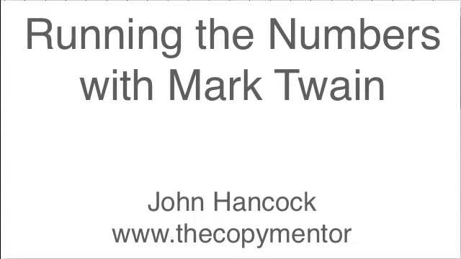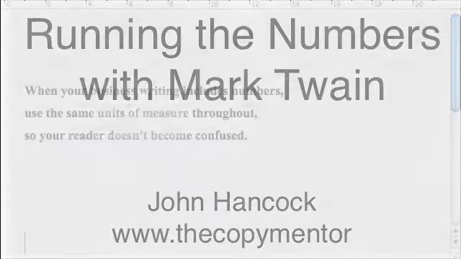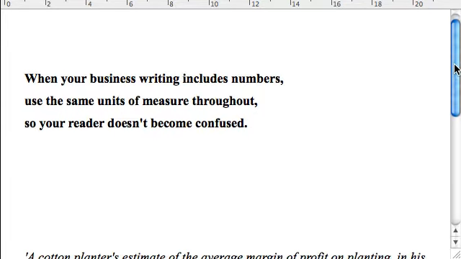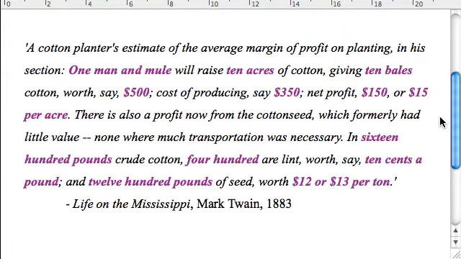In this tutorial, we'll run the numbers with Mark Twain. When your business writing includes numbers, use the same units of measure throughout so your reader doesn't become confused. Now, for an entertaining example, we'll edit a paragraph from Mark Twain's Life on the Mississippi, published in 1883. I've highlighted the numerical copy.